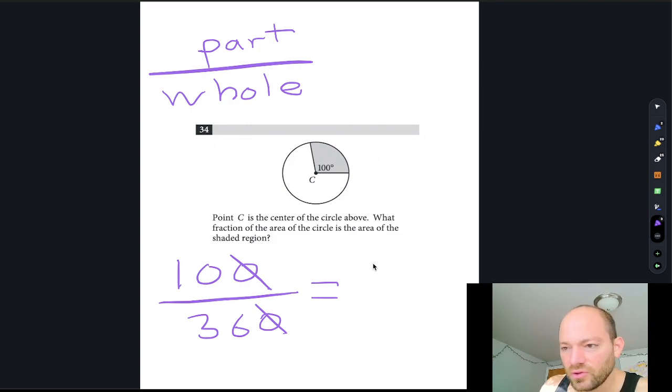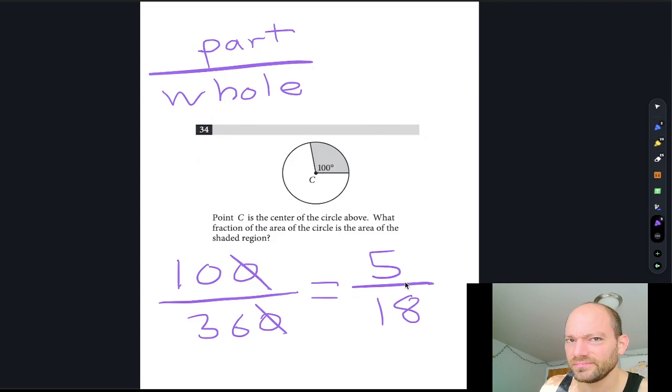Okay, 10 over 36. 10 divided by 2 is 5. Obviously, both of these can be divided by 2 because they're even numbers. And 36 divided by 2, what's that, 18? Is that true? Yeah, because 18 is 2 times 9, and 4 times 9 is 36. So 5 over 18, that's our answer here.